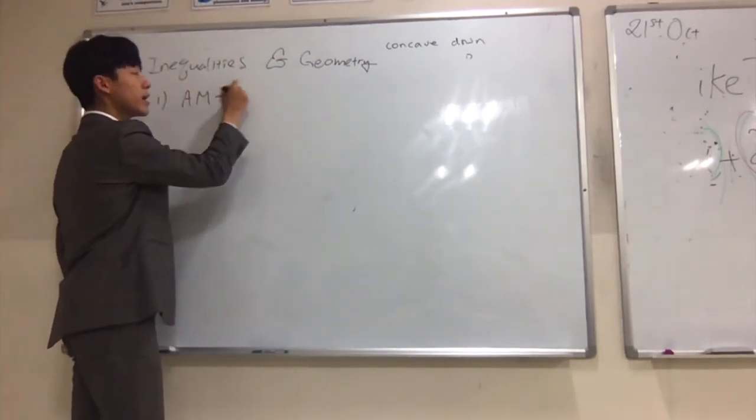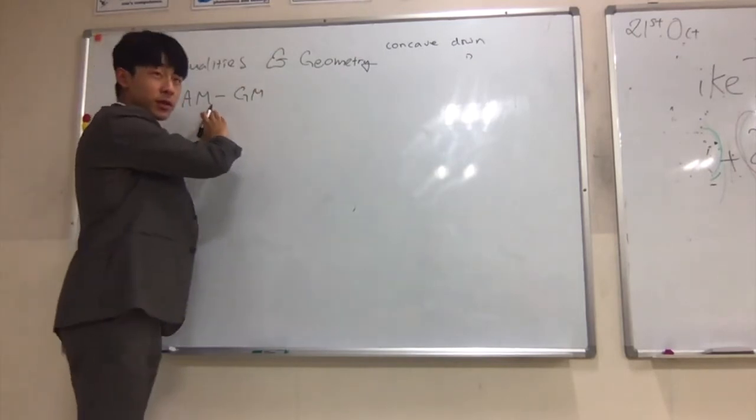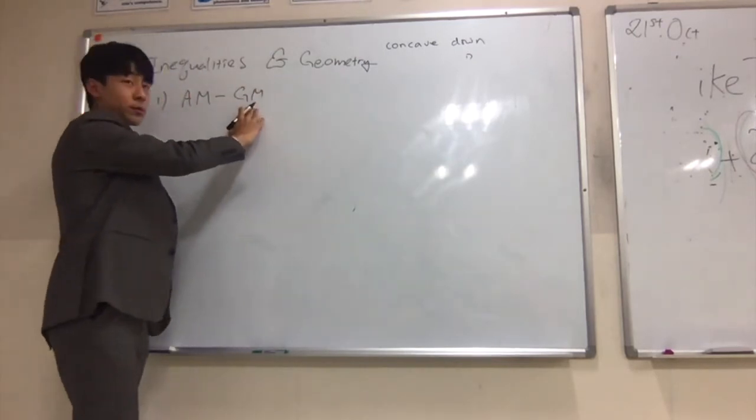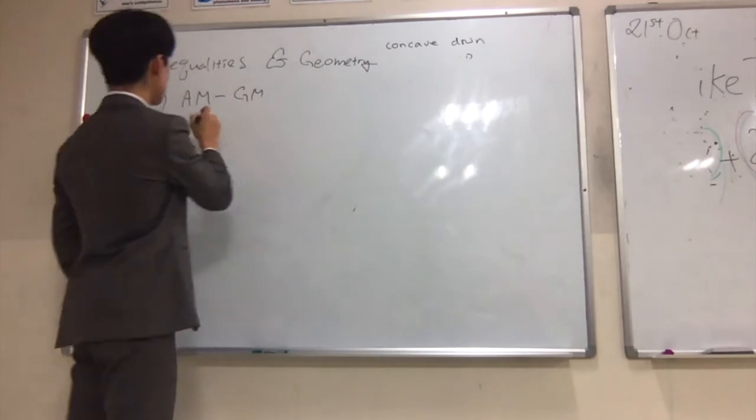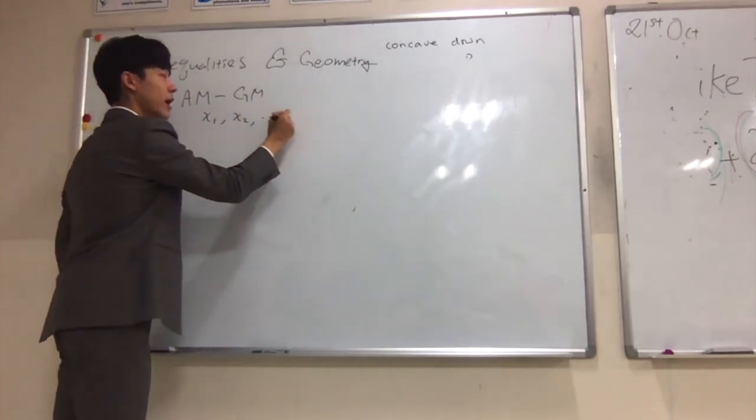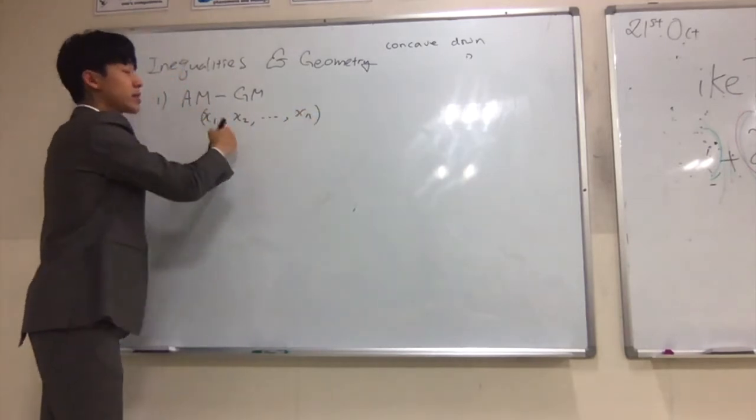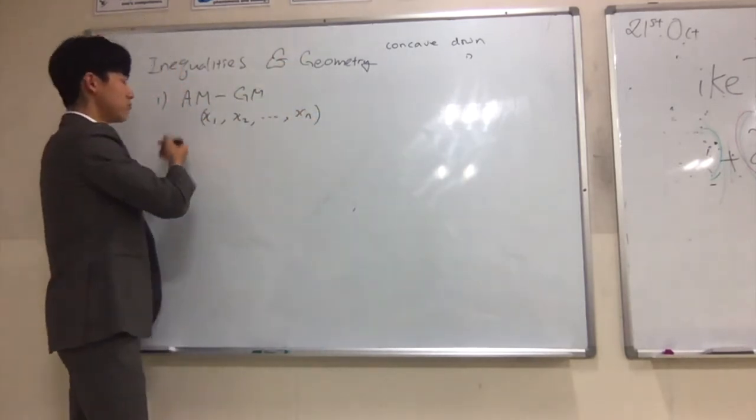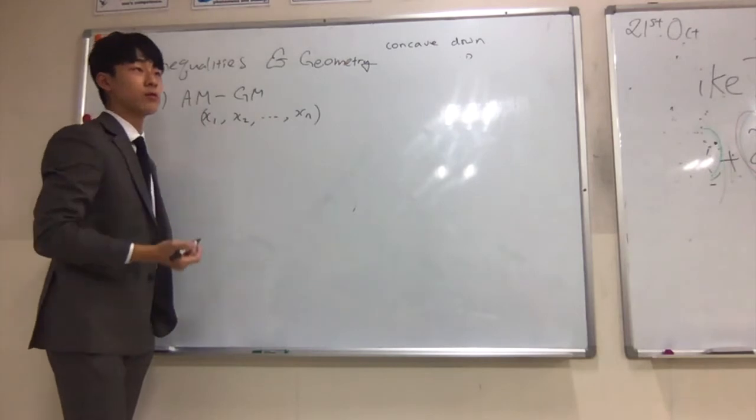I'll just write it as AM, GM. So AM stands for arithmetic mean, and GM stands for geometric mean. The arithmetic mean is, if we have numbers x1 to xn, just the average that we're familiar with.